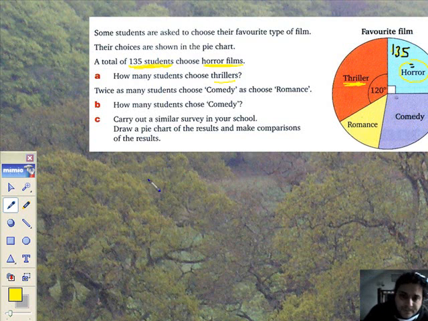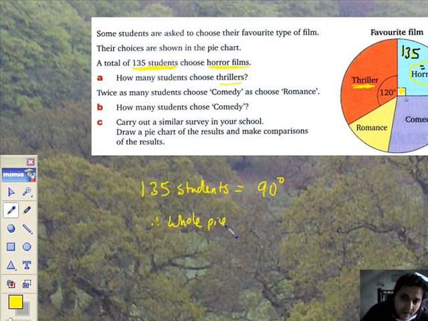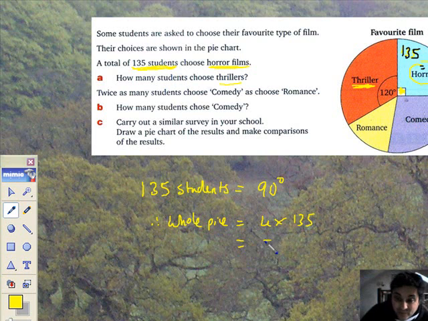Now I know 135 students comes to 90 degrees. Look, there it is there, and let me fill it in for you. That's 90 degrees, which is horror. Now that is a quarter of the pie. Therefore, the whole pie equals 4 lots of 135. Get my machine on that. 4 lots of 135. So really 540 students were surveyed, quite a lot.